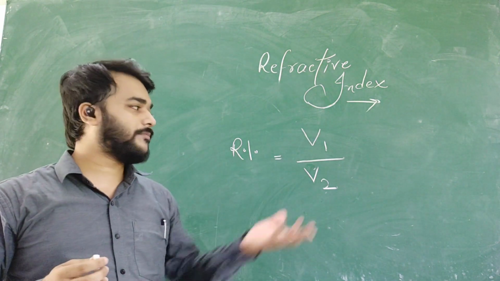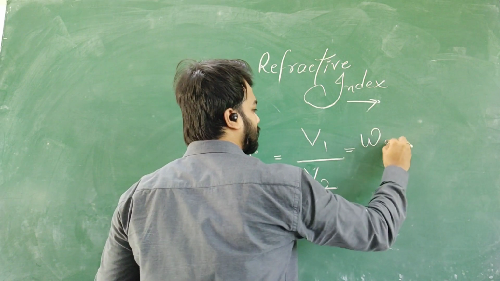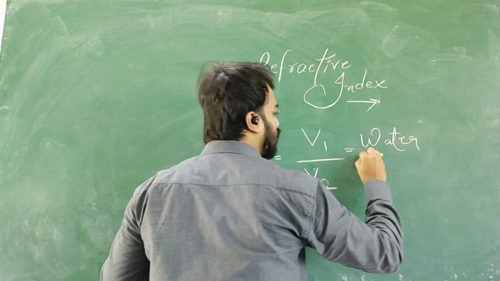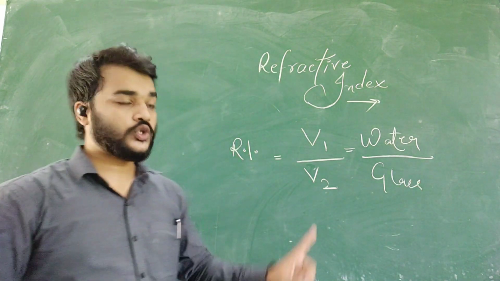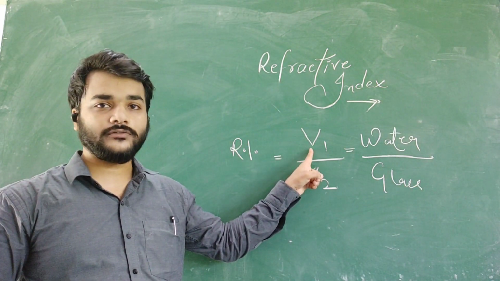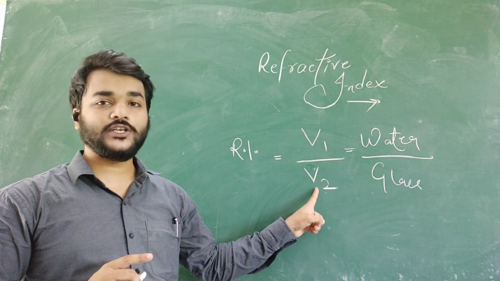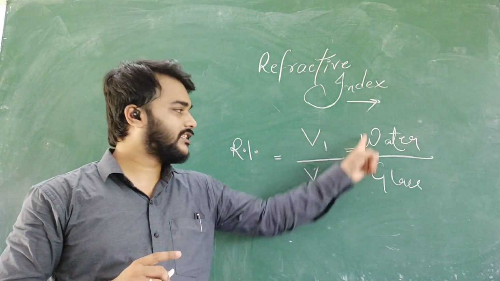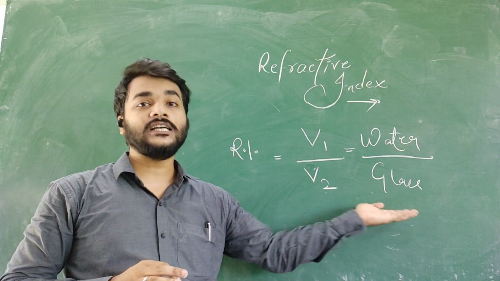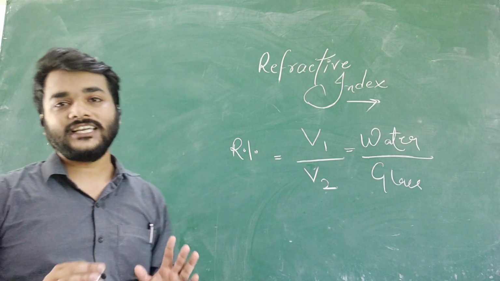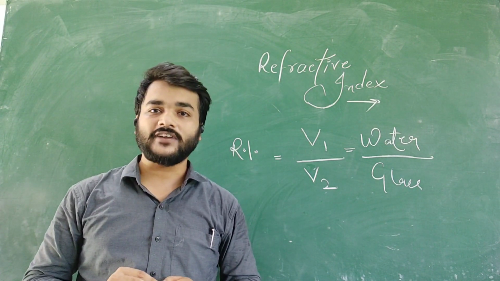Now let's say that medium 1 could be anything, let's say that medium 1 was water, okay, and medium 2 was glass. So if V1 is the speed of light in water and V2 is the speed of light in glass, then this ratio will always be constant as long as these two media remain constant, and this constant is known as the refractive index. Okay, so this is also a general formula of refractive index.